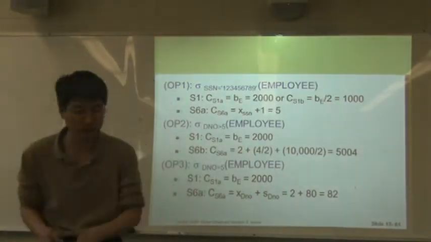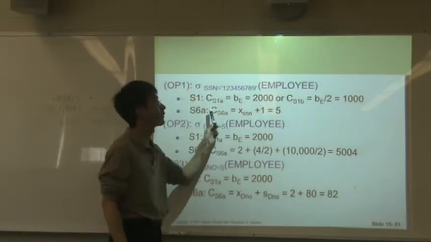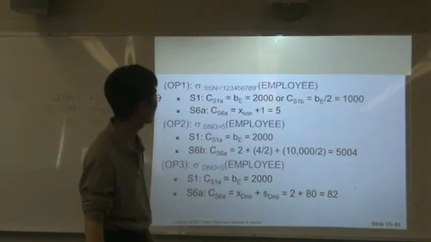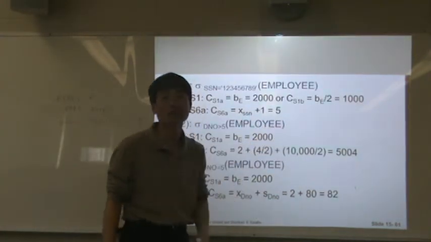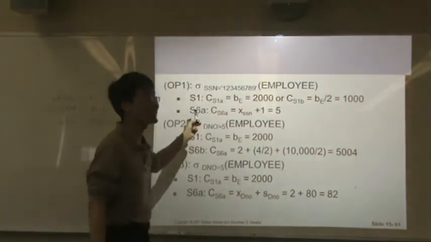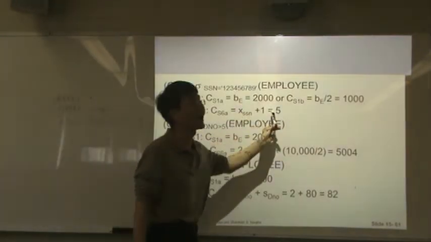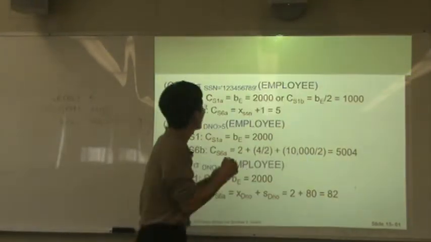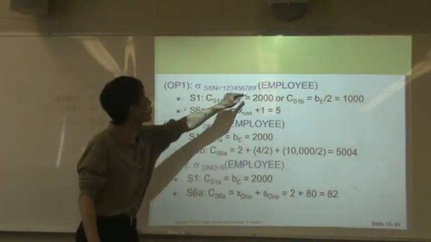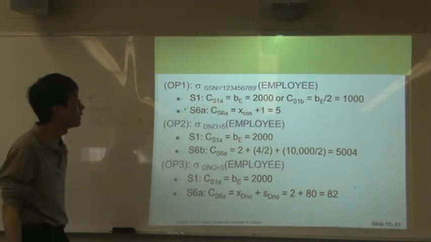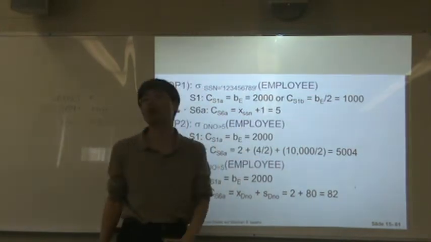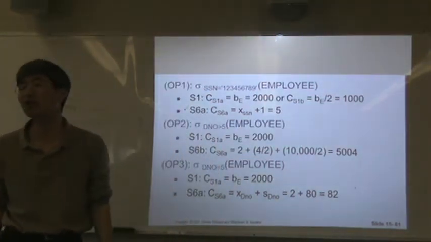It's the best estimation. What if we are using the index for this SSN? How many levels? 4 levels, plus 1 for the data block. So on average, 5 blocks. Which one is better? S6 is better, right? It takes 5 blocks versus 1,000 blocks. So the query optimizer will select this one, which means when you access the employee with the social security number, we'll use this secondary index of SSN, then get the data block. That is the query optimization.